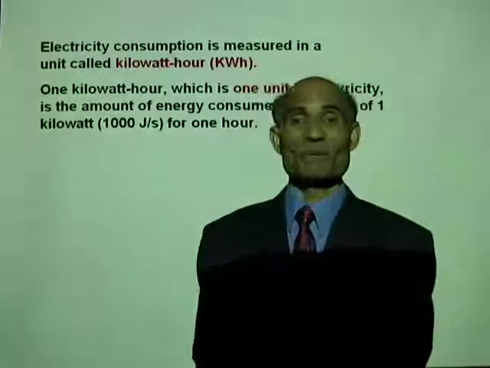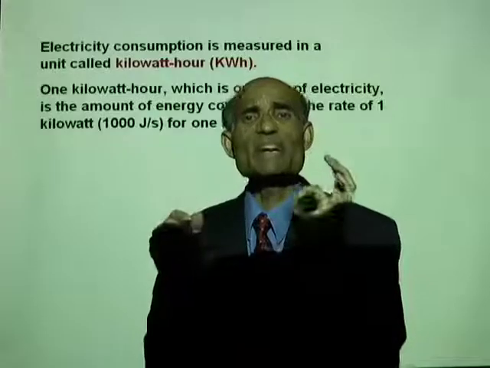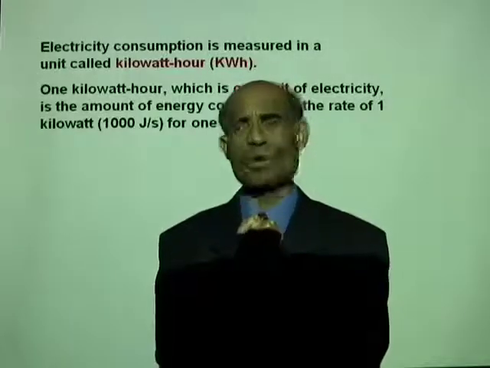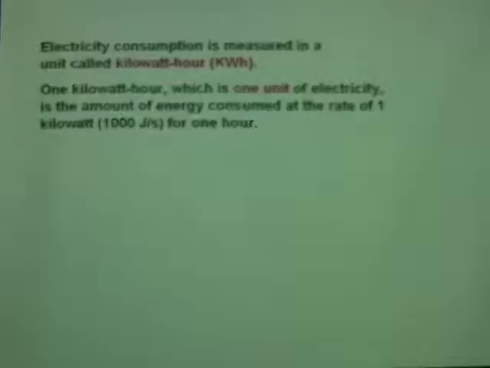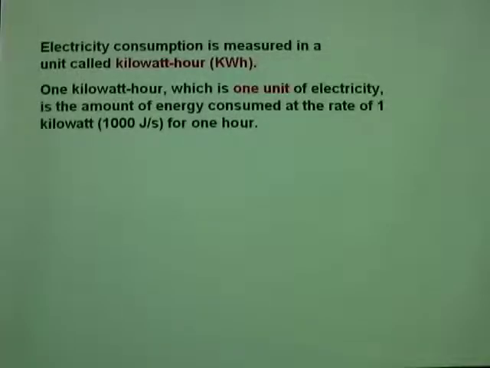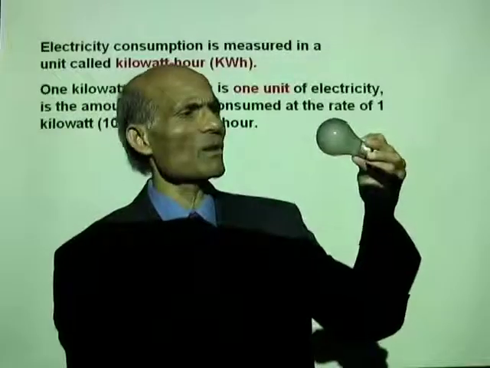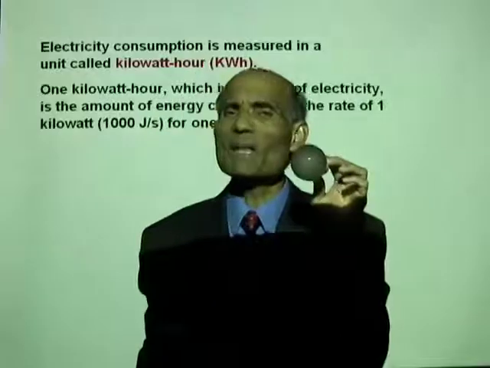For example, suppose you have a bulb rated 1 kilowatt. What does that mean, a bulb rated 1 kilowatt? Well, normally we have bulbs rated 40 or 60 watt. What is the power rating of this bulb? This says 40 watt. What does it mean?